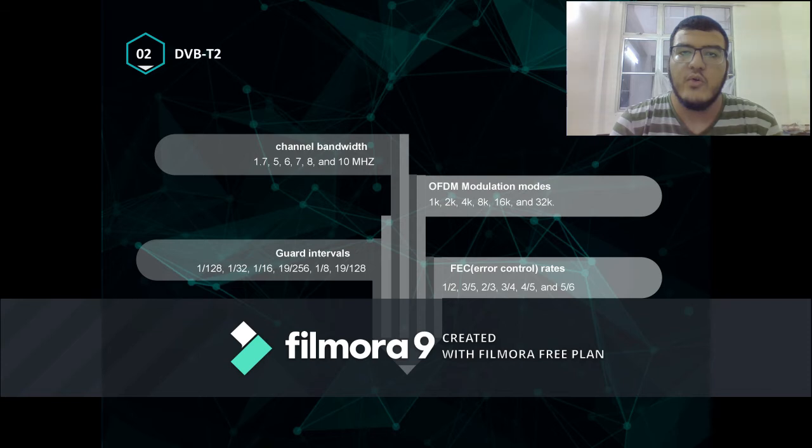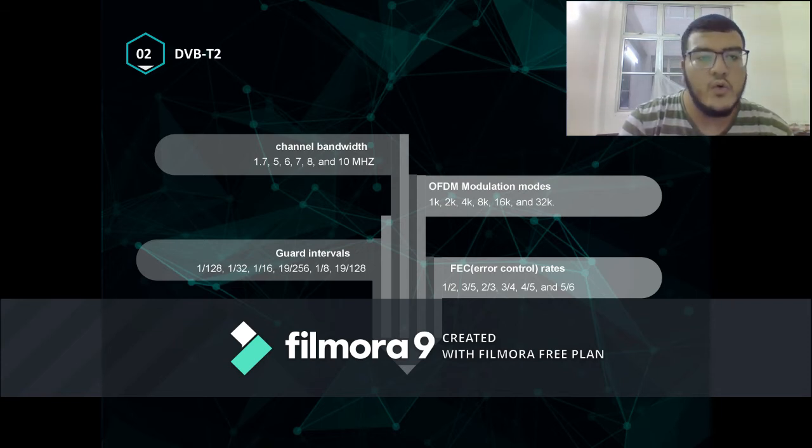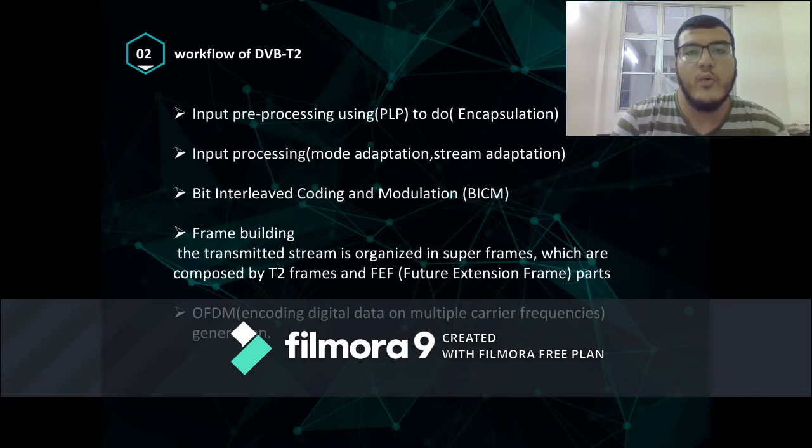In FEC, the programmer or the sender uses redundant codes or redundant signals so that the consumer can notice the errors. Next we will talk about the workflow, or how T2 works. First of all, we start with input preprocessing and input processing using the physical layer pipes. In T2, physical layer pipes offer way more options than the previous T version. It offers encapsulation, mode adaptation, and stream adaptation.